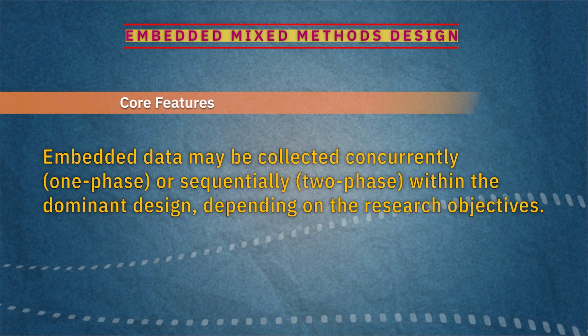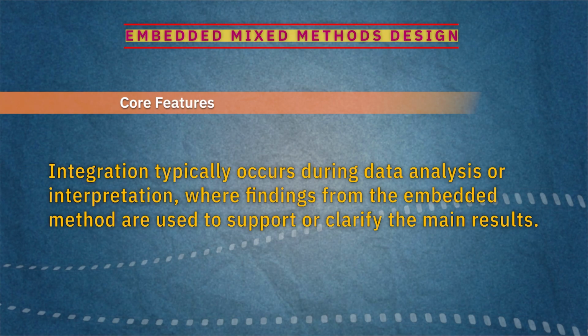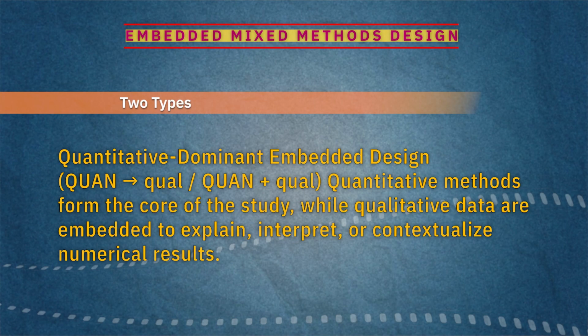The embedded data may be collected concurrently or sequentially within the dominant design, depending on the research objective. The integration occurs during the data analysis or interpretation stage, where findings from the embedded method are used to support or clarify the main results. Now, this could be of two types. One, it could be a quantitative dominant embedded design, where quantitative methods form the core of the study while qualitative data are embedded to explain, interpret, or contextualize numerical results.